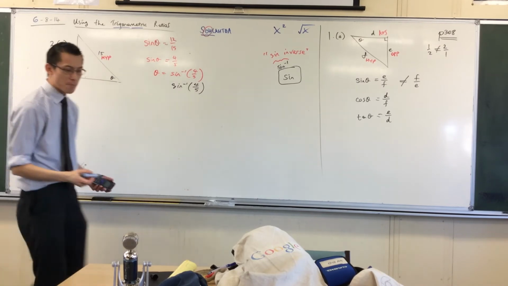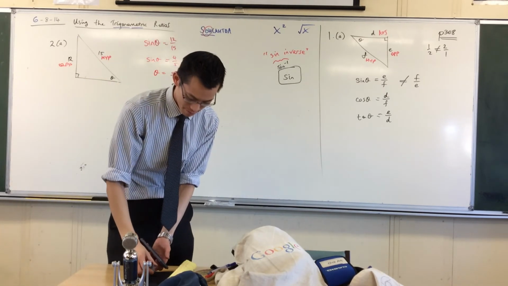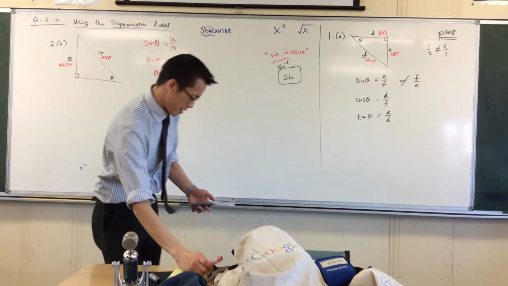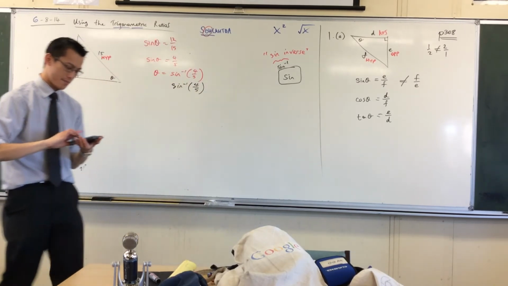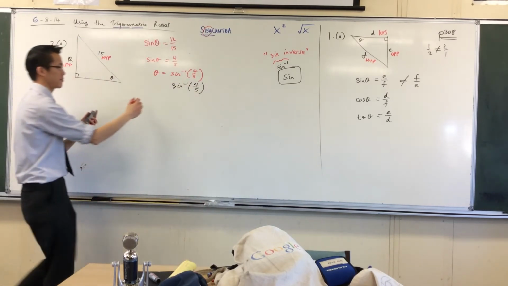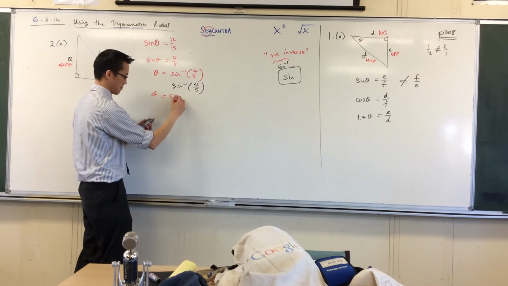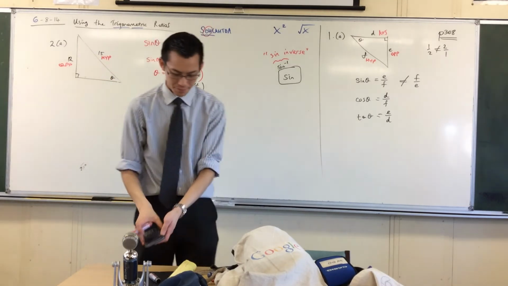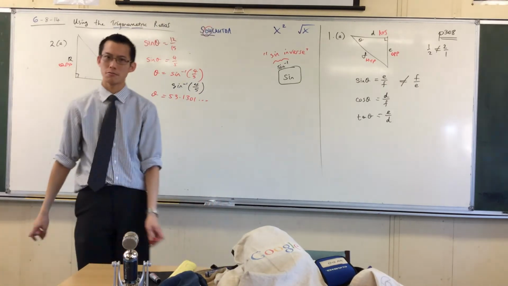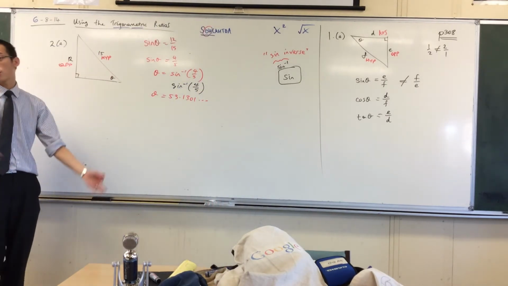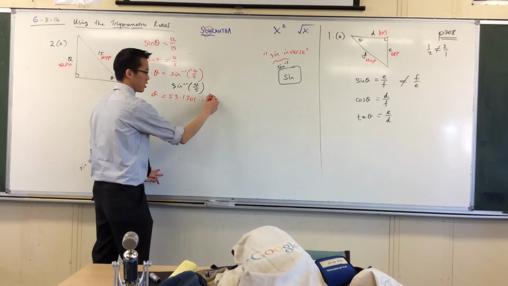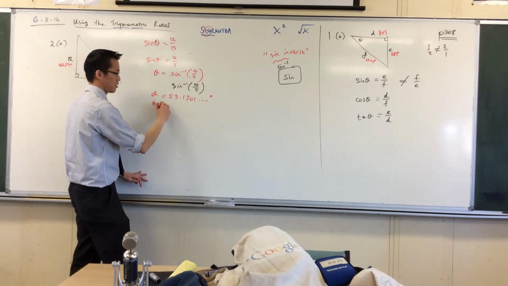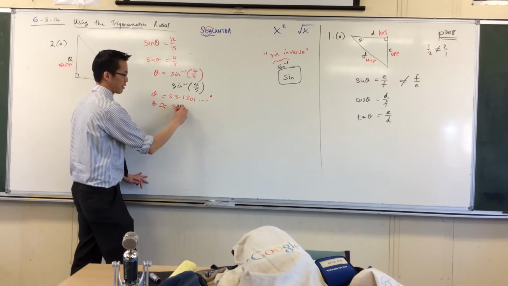Now, when you press equals, what happens? Let me catch up with you. Sorry. 53.130102335. I'm just going to write that many. Now what does this tell you? Let's just round it off to the nearest unit. So it's approximately 53 degrees.